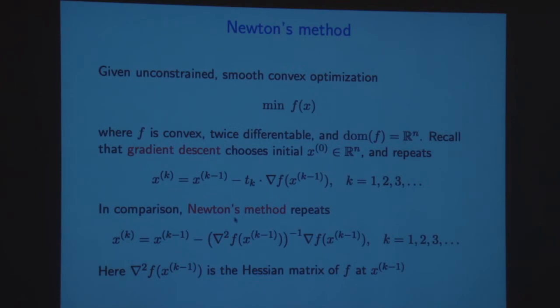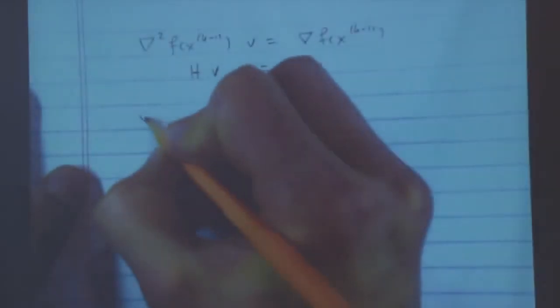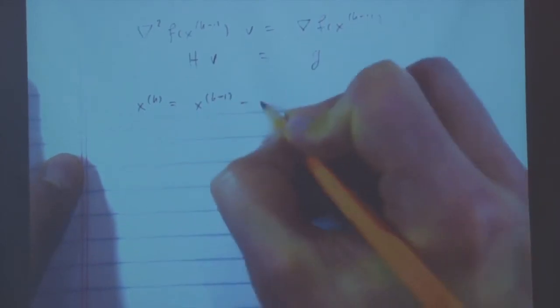Notice that the way I've defined Newton's method here, there's no notion of a step size. It's sometimes called pure Newton's method. We're just taking a full step in that direction. Right, so we solve a linear system like this, which you might think of as h times v equals g, for the Hessian and the gradient vector. And then we'll just update according to xk equals xk minus 1 minus v.